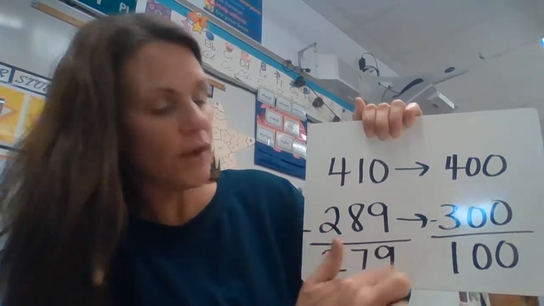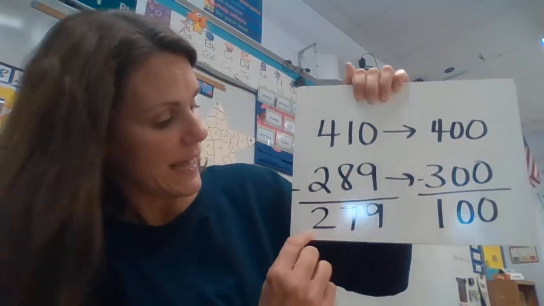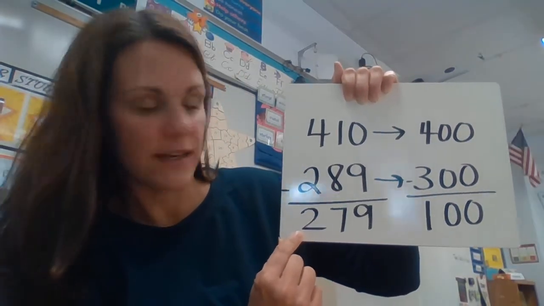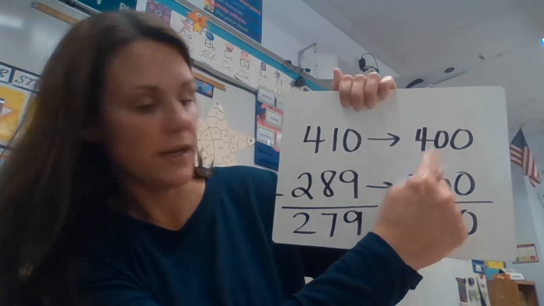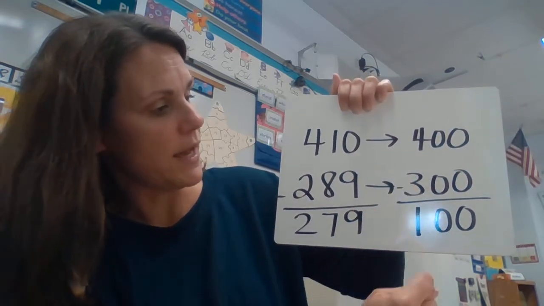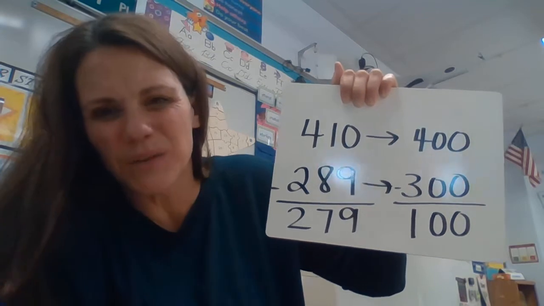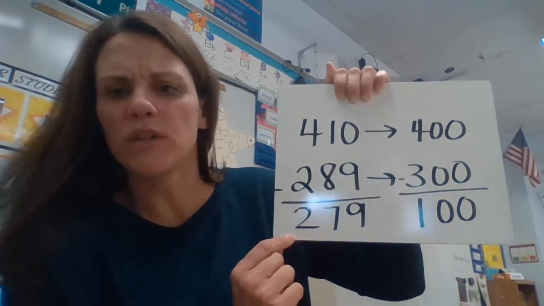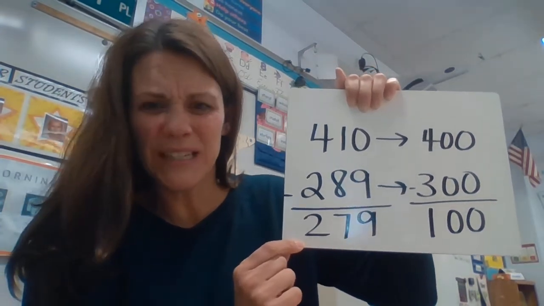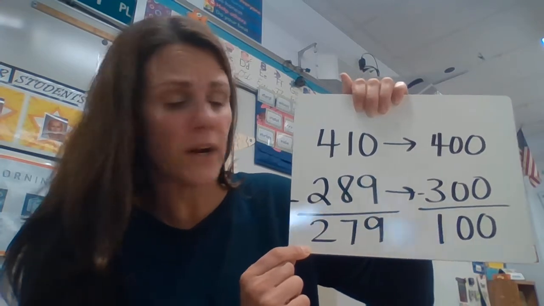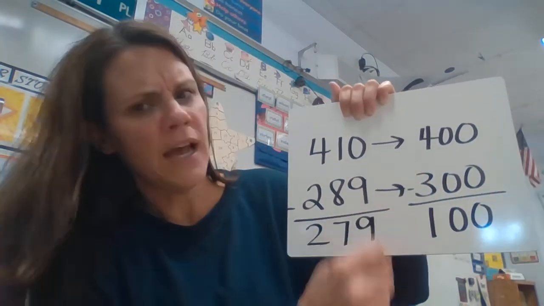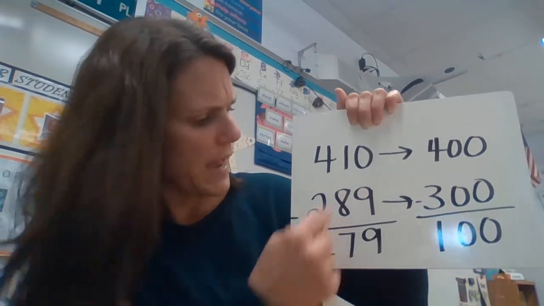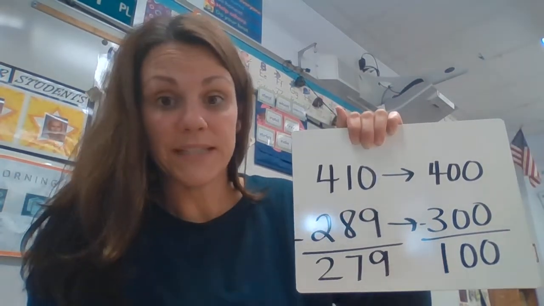So I solved this with a mistake in it, and I see that it's 279. But when I estimated around, 410 to 400, 289 to 300, I see that my answer should be around 100. Is 279 around 100? No. So that's where I can see my real answer is not close to the estimate. I better look back at my real answer and see what mistake I made.